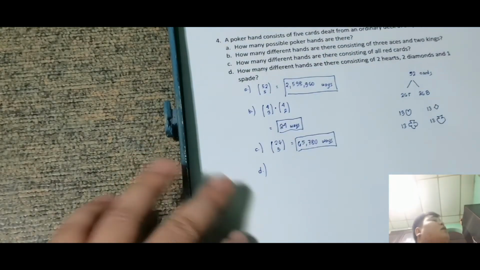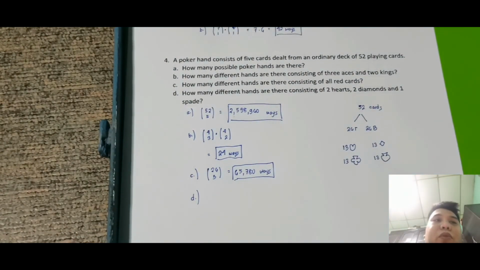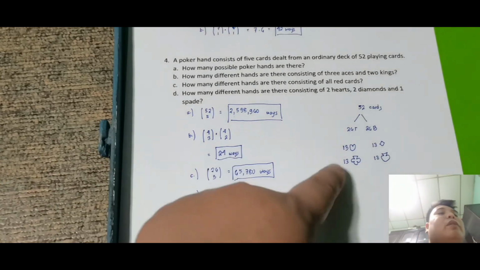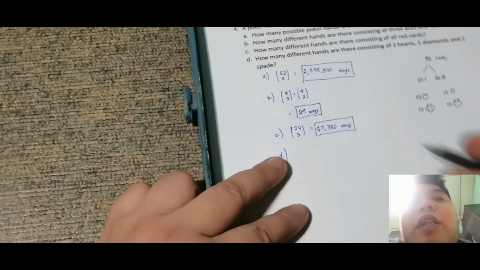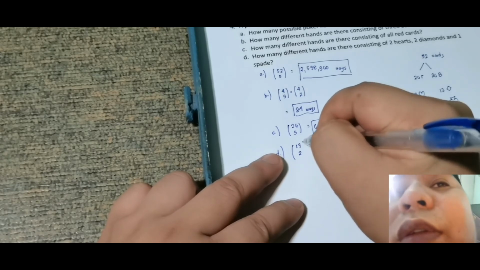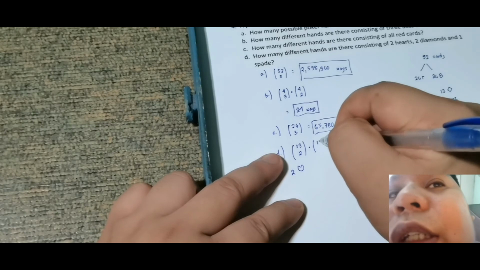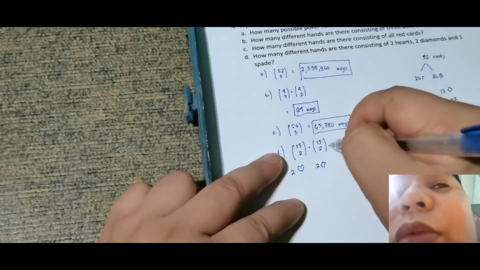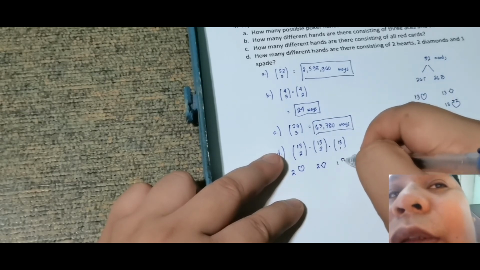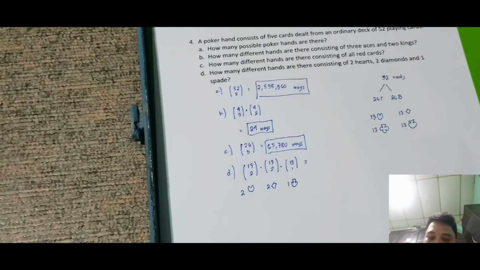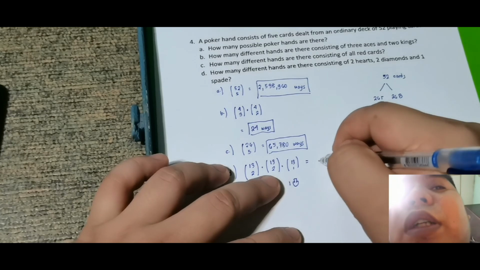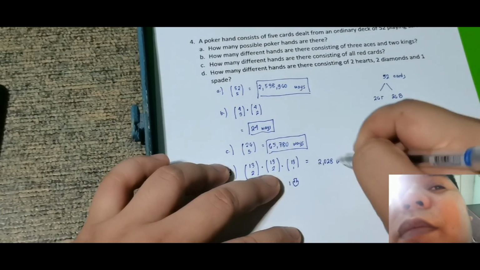Okay, letter D. How many different hands are there consisting of 2 hearts, 2 diamonds, and 1 spade? Since we are talking about suits, how many hearts are in our deck? There are 13 hearts, 13 diamonds, and 13 spades. So first, we have 13 taken 2 for the hearts, multiplied by 13 taken 2 for the two diamonds, multiplied by 13 taken 1 for the one spade. All in all, my hand is 5 cards. That is the possible combination that comes out. That is 2028 ways.